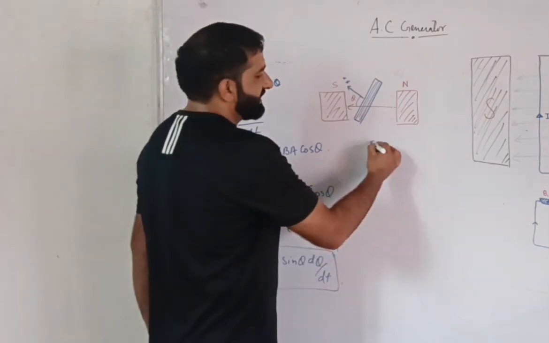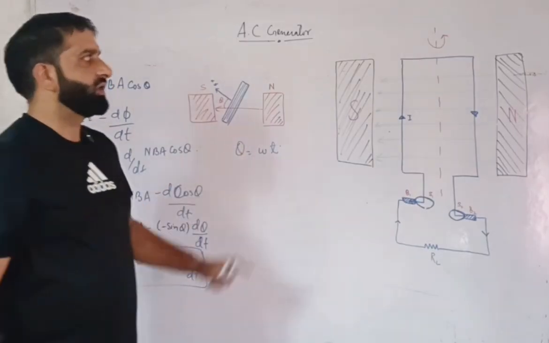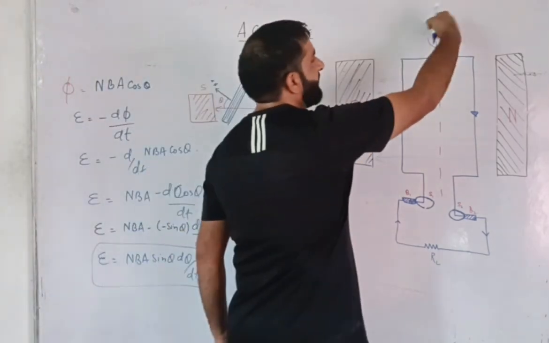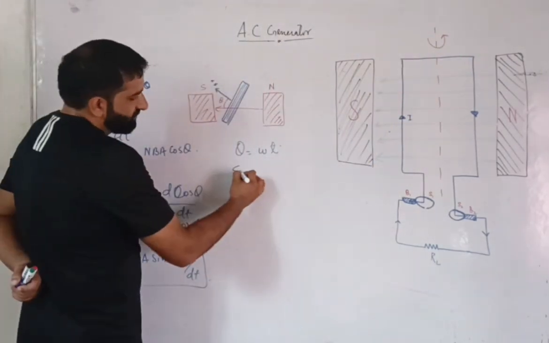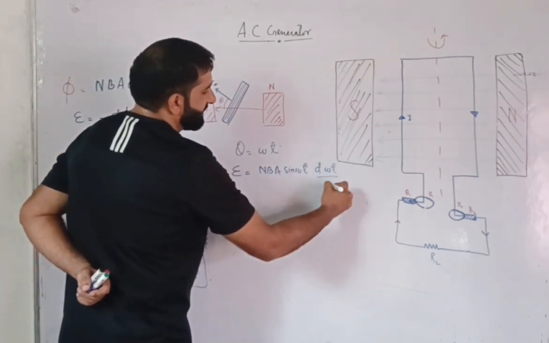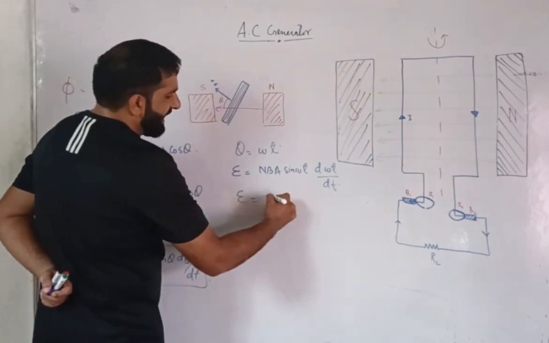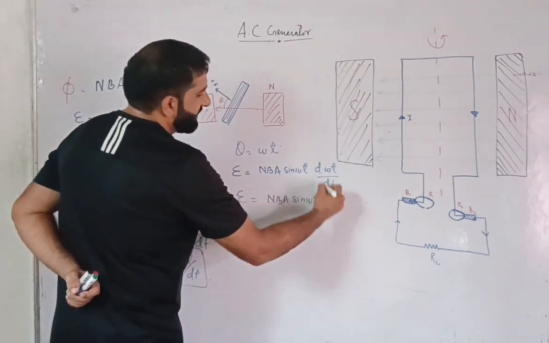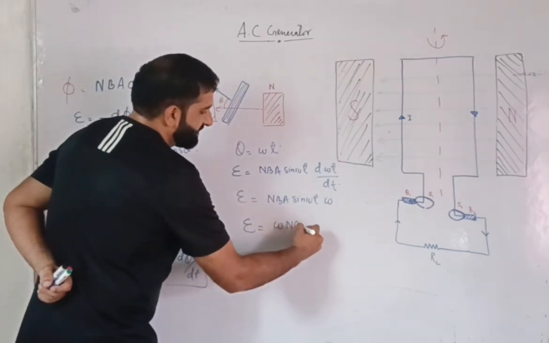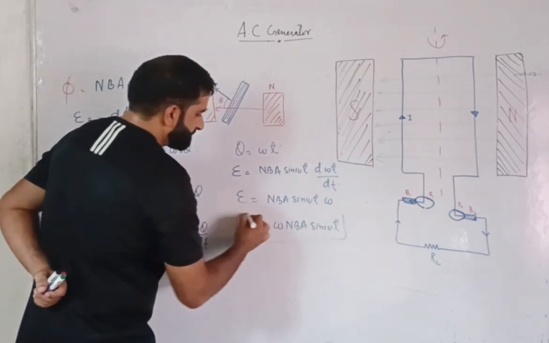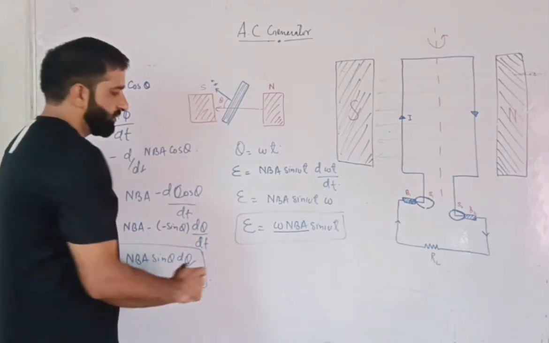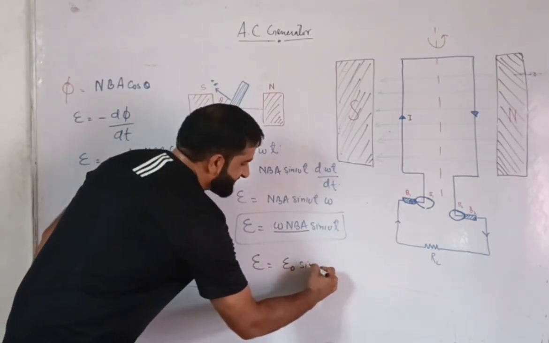Now we have theta equal to omega t, where omega is the angular frequency of the coil, as the coil is rotating about its axis in the anticlockwise direction. So E is equal to N B A sin omega t, d of omega t divided by dt. Now d of omega t by dt is equal to omega, so EMF comes out to be omega N B A sin omega t. The output of the AC generator is AC. That means omega N B A is constant, and that constant is the maximum value of the EMF. So E is equal to E0 sin omega t.